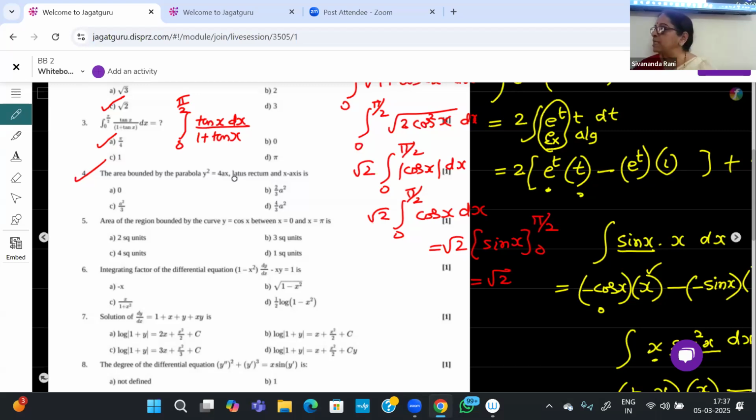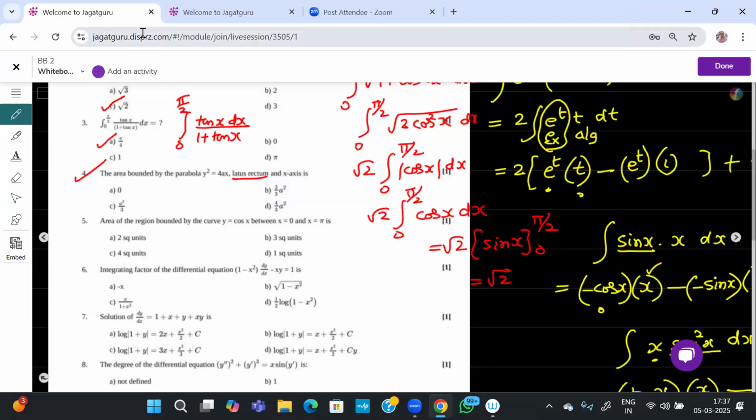Does anyone know what is lattice rectum? 4a, ma'am, it's length. Its length is 4a, but what is it, I'm asking? How do you define a lattice rectum?